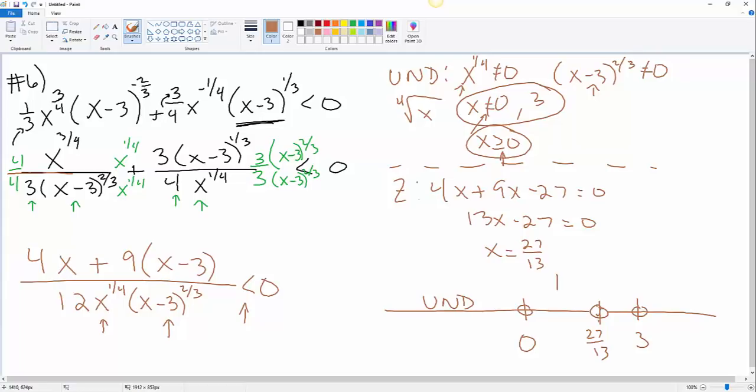So I have to test these 3 regions here. And because it's less than or equal to, I'm looking for negatives. Now I'm going to allow you to test it. I did all the hard work here, but I'm going to allow you guys to go through and test that.